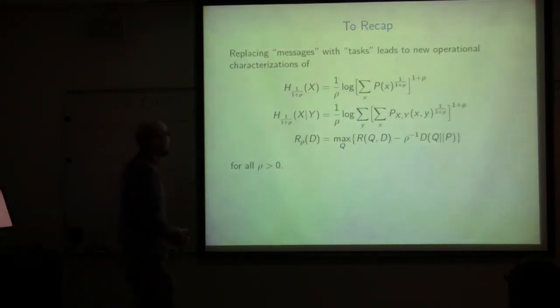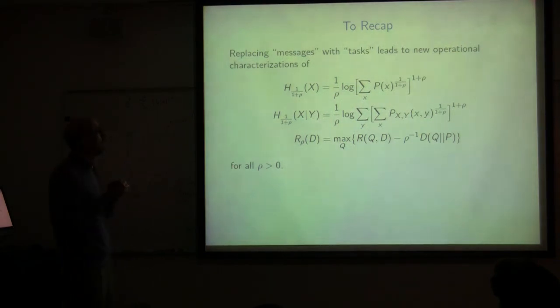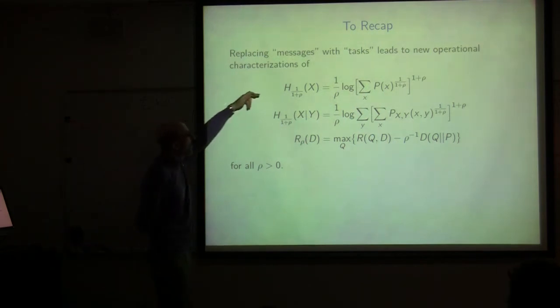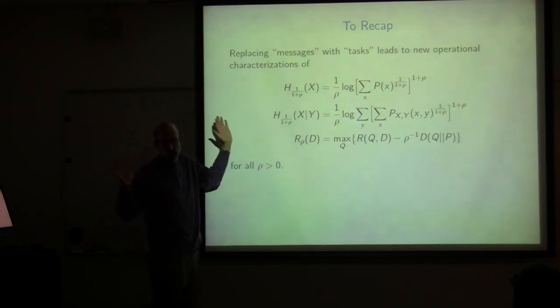So just to recap, I think the point is that if you mentally replace the idea of a message by a task, you're no longer interested in probabilities of error, you're interested in the expected number of tasks that you would have to perform. And if you do that, then you get some operational characterizations of Renyi entropy, albeit for alpha between 0 and 1, conditional Renyi entropy, and the Renyi rate distortion function, if you like. I don't know if this is an appropriate name.